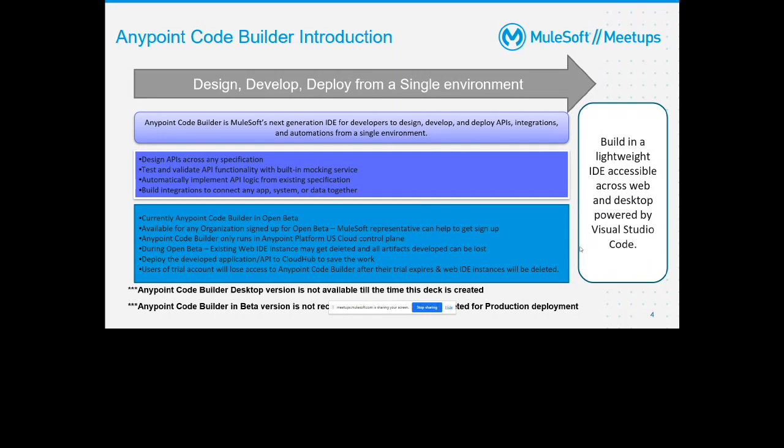So it's in the open beta version, and this Anypoint Code Builder, at this moment, is only available on US Cloud Control. So if you are using Anypoint Platform and your account is in the US region, you will get this option, Anypoint Code Builder beta version. But if you are on Europe or Government Cloud, it's not yet available there.